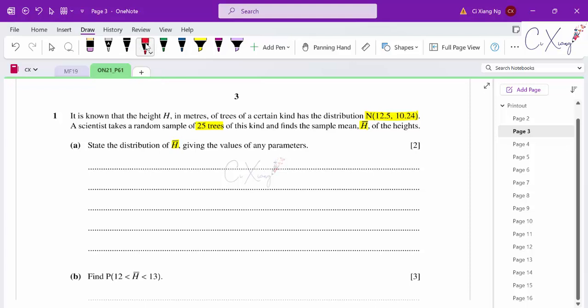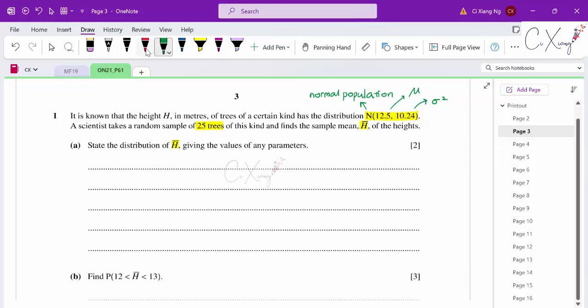So we want to investigate the distribution of a sample mean, right? Basically, we have to see what our population is. From here, this is actually our population. So we have a normal population in this case. Our population is normally distributed. This is the population mean, and this is the population variance.